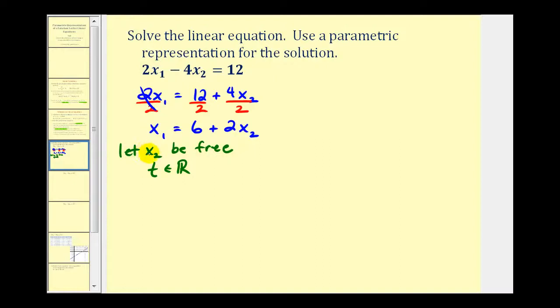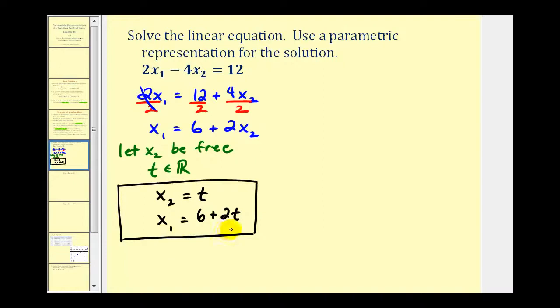And since we're letting x sub 2 be our free variable, to represent our solution parametrically, we're going to let x sub 2 equal t, which means x sub 1 would have to be 6 plus 2 times t, replacing x sub 2 with t. So this is one way to represent the solution to our linear equation parametrically. And I say one way because the parametric representation of a solution is not unique.